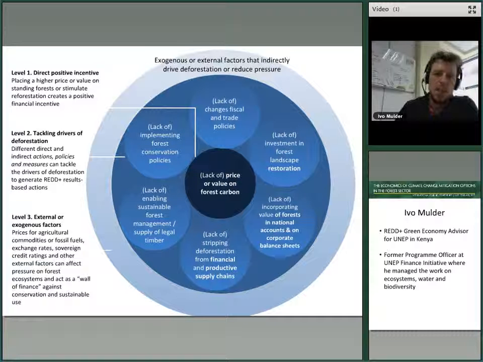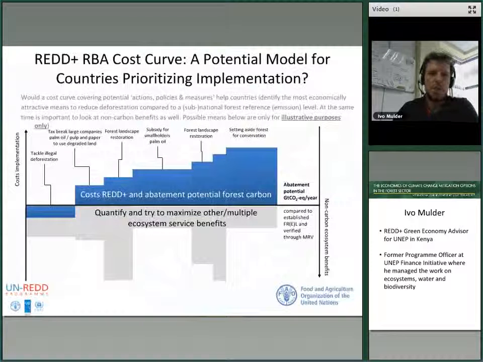And last but not least, even though there is a limited amount of influence we can exercise on these, sovereign debt levels, prices of agricultural commodities, fossil fuel prices, currency exchange rates between forest-rich nations and the major trading partners are all potential factors that could exacerbate or reduce the pressure on deforestation and forest degradation.